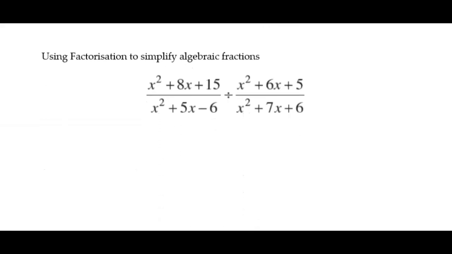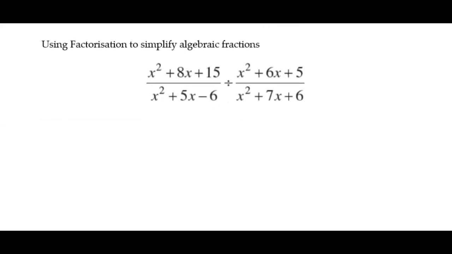Alright, so moving on to one last example for today's lesson. Using factorization to simplify an algebraic fraction. What I can see here is I have one algebraic fraction divided by another one. The first and foremost thing is when we divide one fraction by another, the best way to go about it is to convert the division into multiplication by flipping the second fraction. So that's what I'm going to do here.